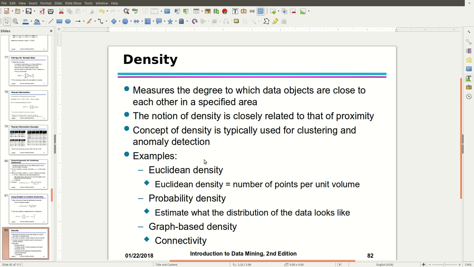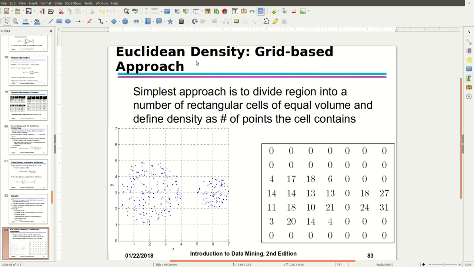So we may have Euclid density based on Euclid distances, where we actually calculate the number of points per unit volume or area. We may be talking about probability density, which relates to the distribution of the data. We can also have connectivity-based, graph-based densities. So if you look at Euclid density, that's a grid-based approach, we have these data points, and in each grid, that is arbitrarily or equally spaced, we actually count the number of points.